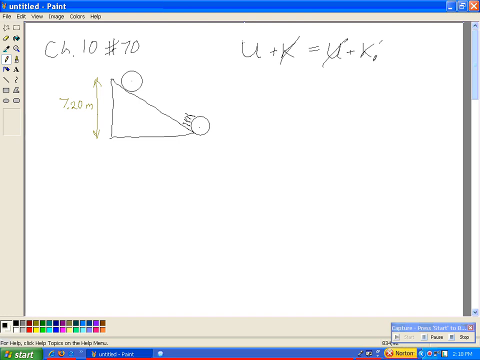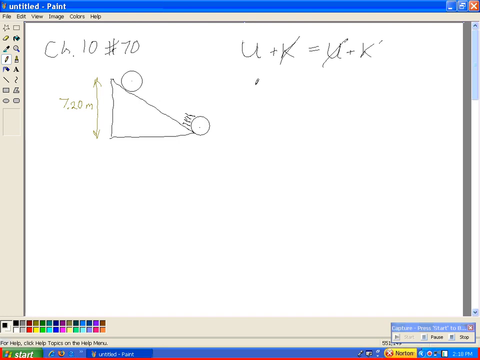But there are two kinds of kinetic energy. It's moving two different ways. At the bottom it's rotating, and its axis of rotation has moved from one point to another. That's the translational motion. So actually, that's the same as what we're used to, 1/2 mv squared.